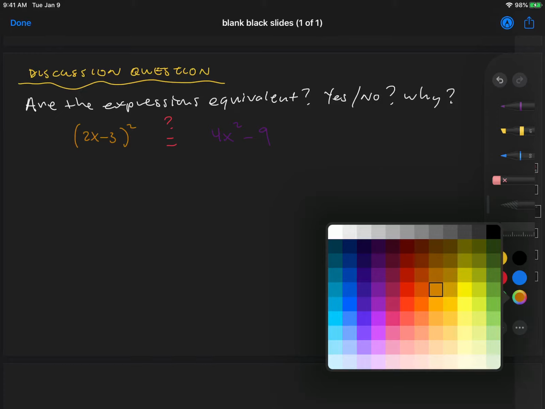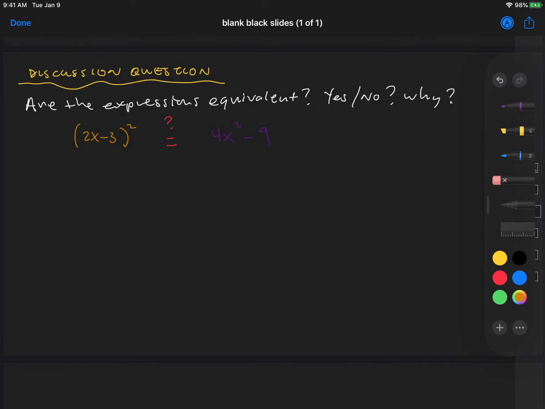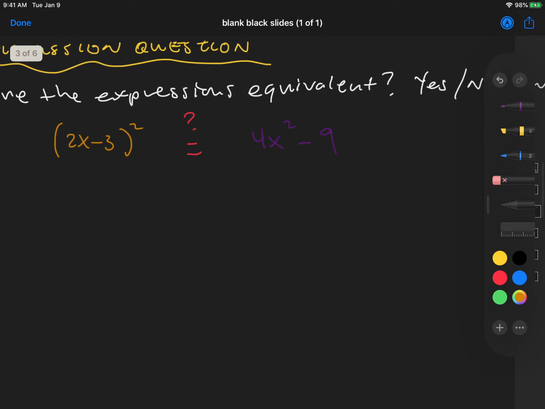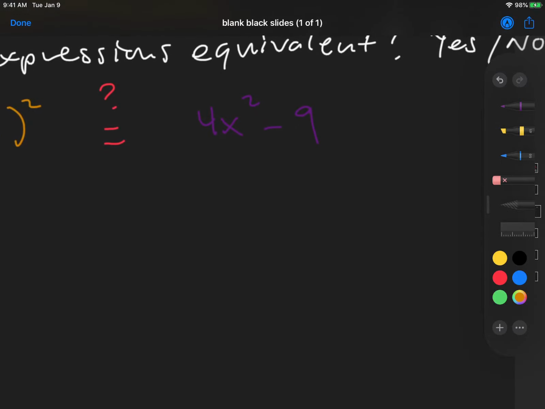Let's go over this question. Are the expressions equivalent? Yes, no, and why? I have (2x minus 3) in parentheses, squared, and is that equivalent or equal to 4x squared minus 9?